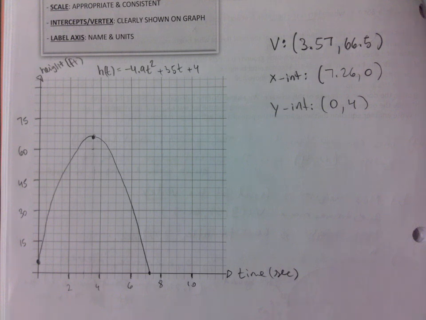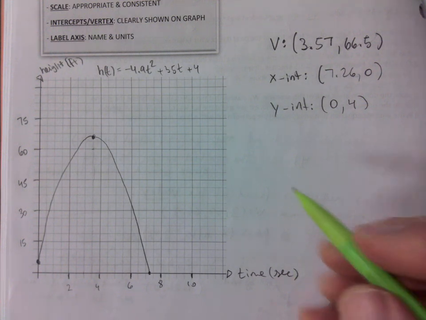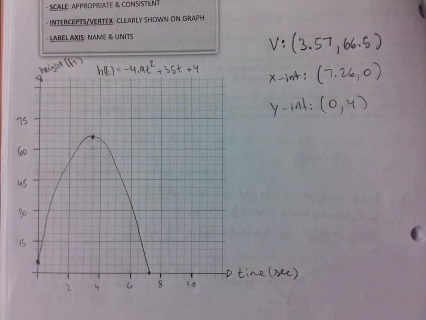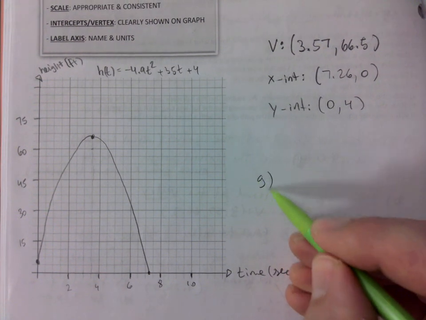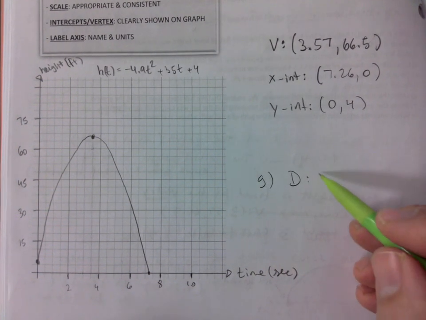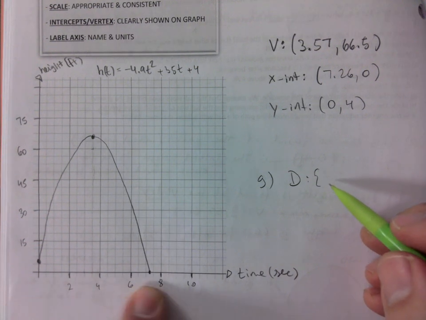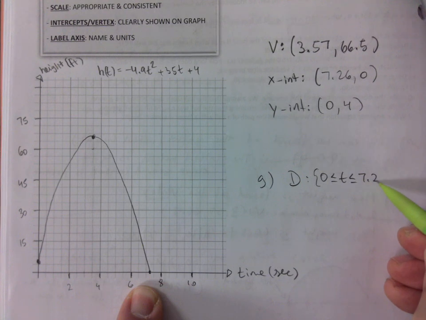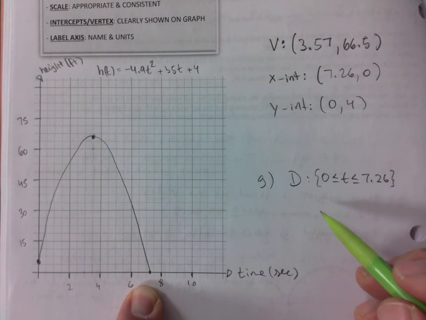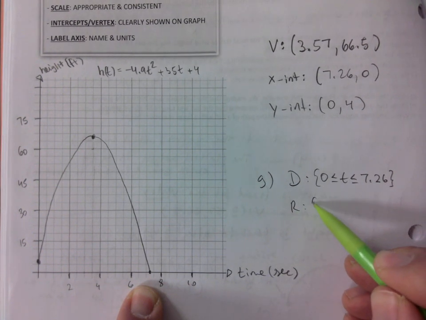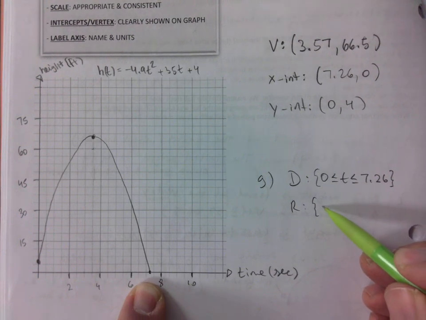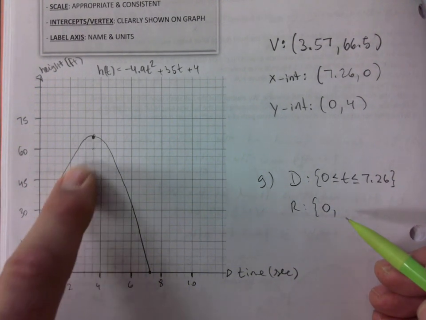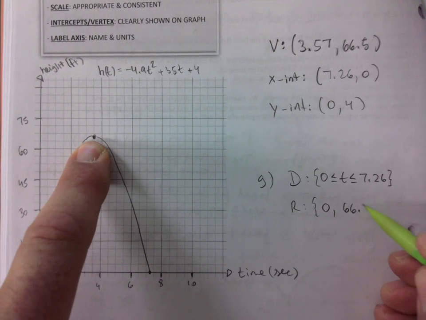State the domain and range of this scenario. Assume the ball stops upon hitting the ground. Okay, so we're going to do that. What is that? What letter is that? G. Domain. For domain, I would go from 0 to 7.26. And for range, does it go from 0? Yes, it does, right? All the way to the highest point, which is 66.5.